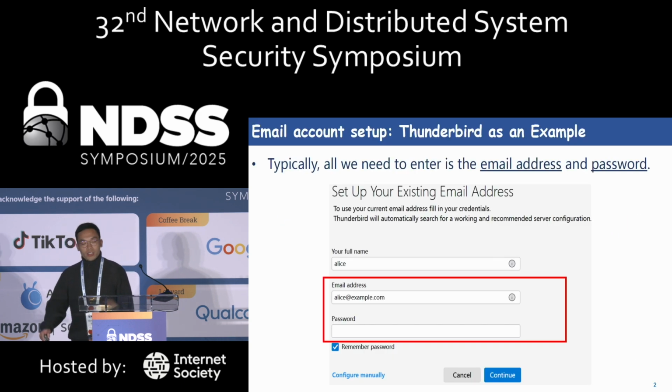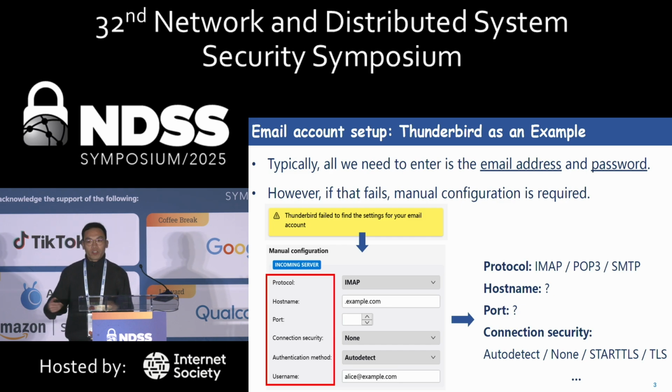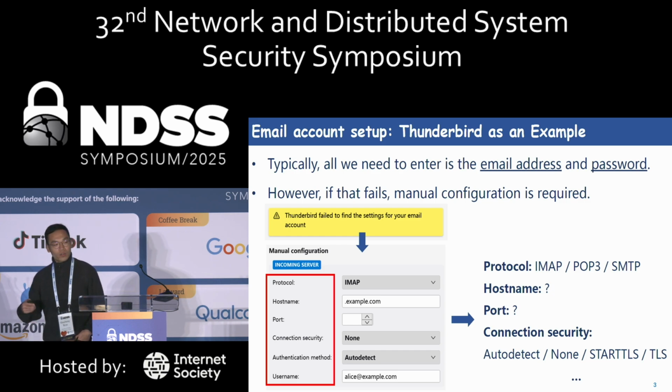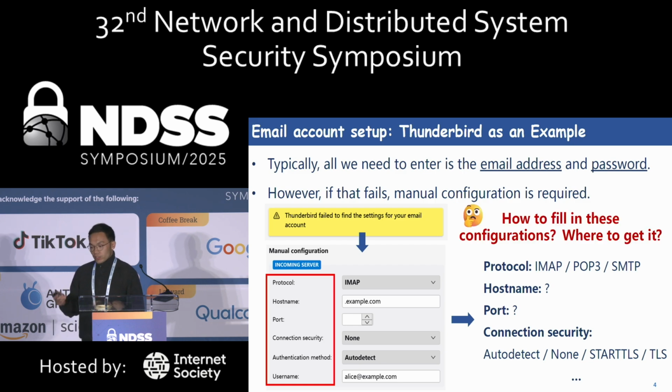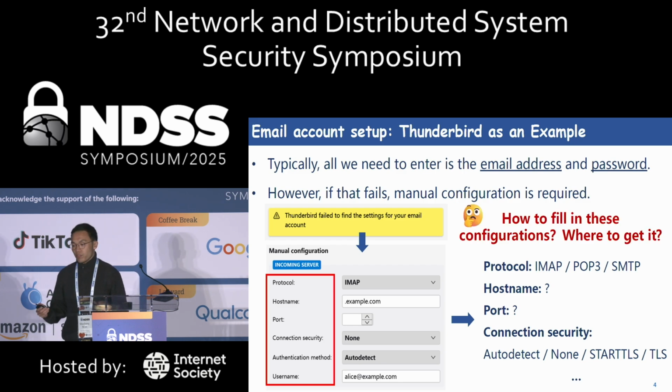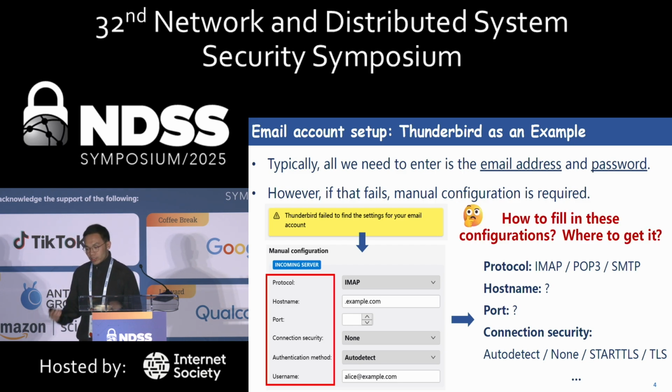And here is an example of the email account setup. Typically, all users need to input is the email address and the password. But actually, there are lots of configuration parameters when a client establishes a connection to a server, such as the protocol, host name, the port number, and the connection security type. So how does the client fill in these configurations and where does it get them?